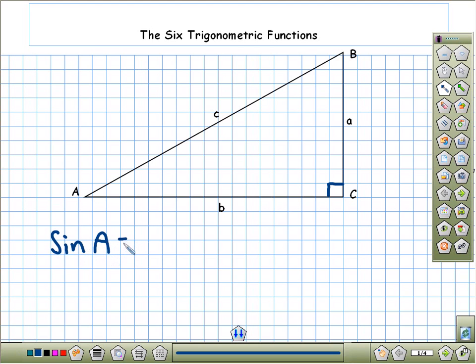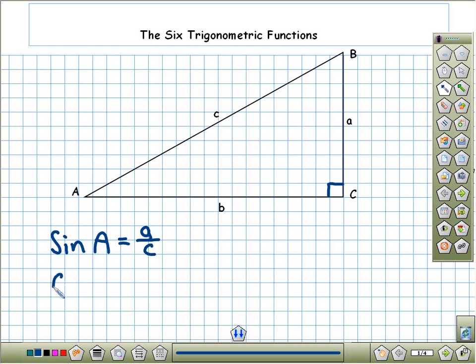And what it's talking about is a particular ratio. And that ratio is the opposite side over the hypotenuse. So when you think of sine, you think of whatever angle you're dealing with, it's the ratio, the opposite side over the hypotenuse, like that. Okay? Any questions about that?